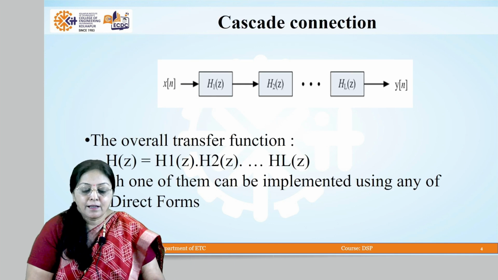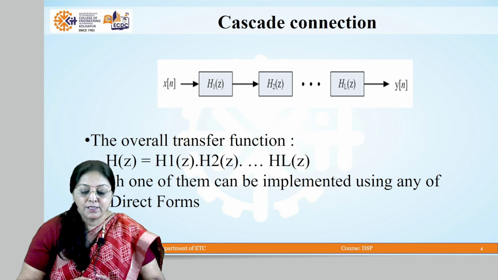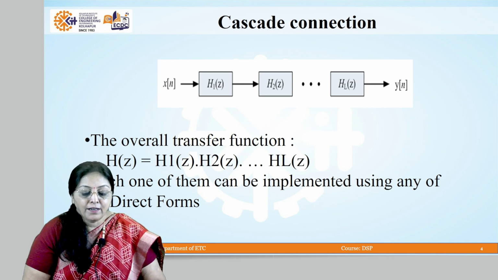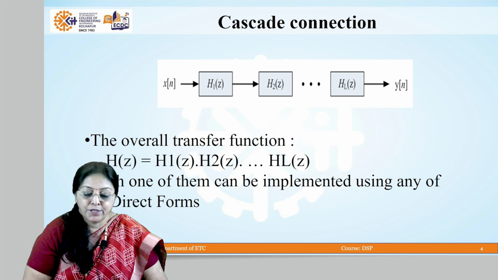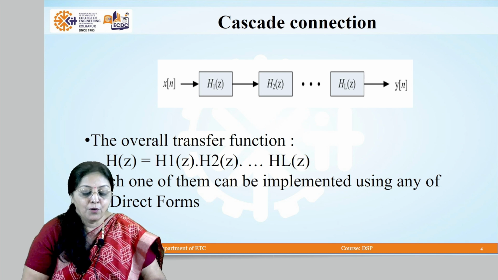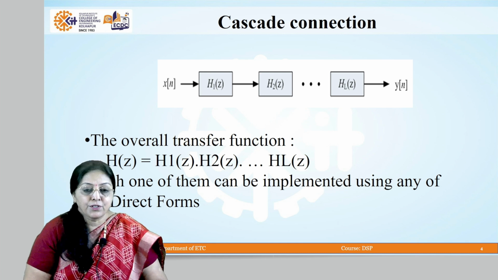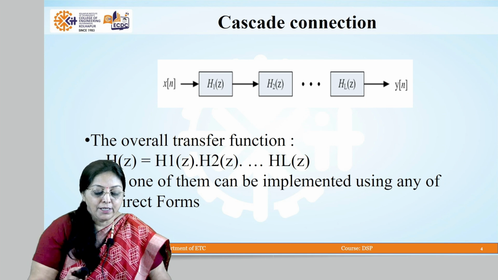So this is the cascade connection. Cascade means cascading H1(z), H2(z) sequentially, in serial manner. We are going to connect the transfer functions H1(z), H2(z) up to HL(z). There is a single input x(n) and the output is y(n). Then the overall transfer function we can write as H1(z) times H2(z) up to HL(z).